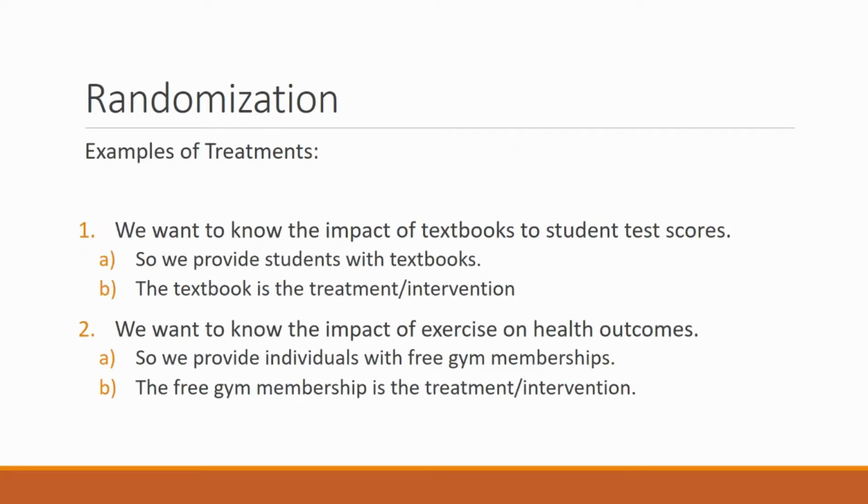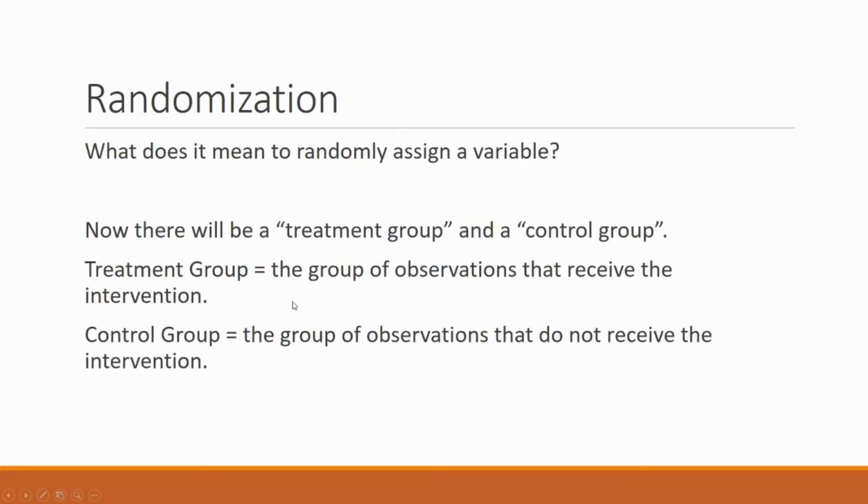All right, so examples of treatment. Let's say we want to know the impact of textbooks on students' test scores. An intervention would be to provide some students with textbooks. The textbook is the treatment or the intervention. Let's say we want to know the impact of exercise on health outcomes. Then we provide individuals with some incentive to exercise, let's say free gym memberships. The free gym membership is the treatment, the intervention, and we want to look at the impact of this intervention on health outcomes. So there's a couple of examples of treatments or interventions.